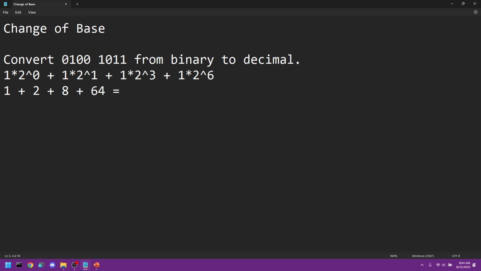So when we put these all together, we get 64 plus 8, that's 72. 72 plus 2 is 74. 74 plus 1 is 75. And so that's how we convert from binary to decimal.